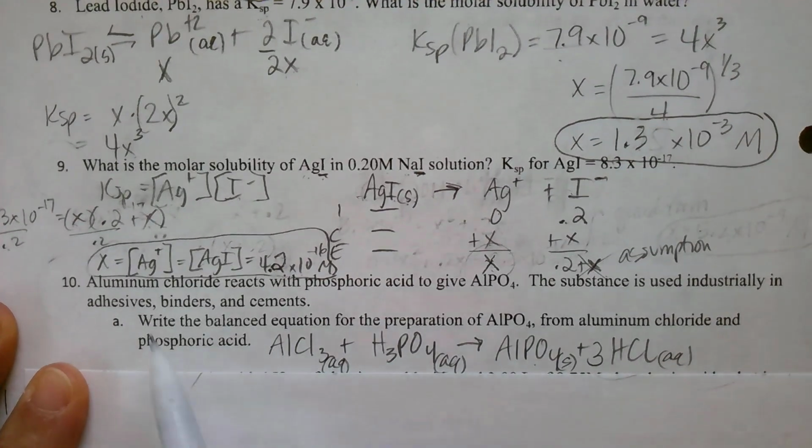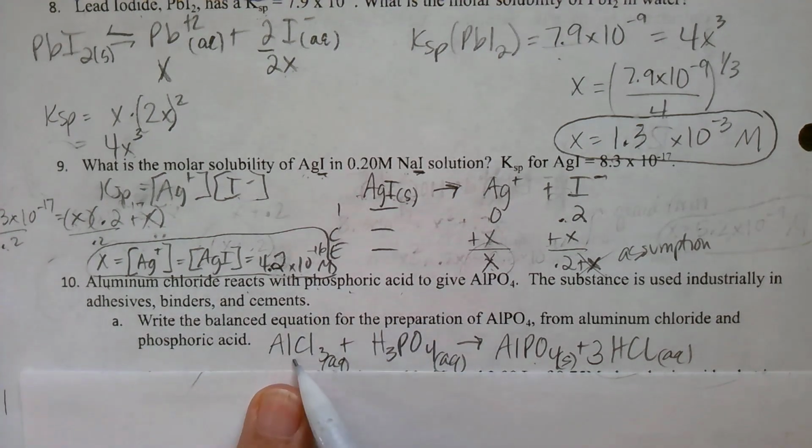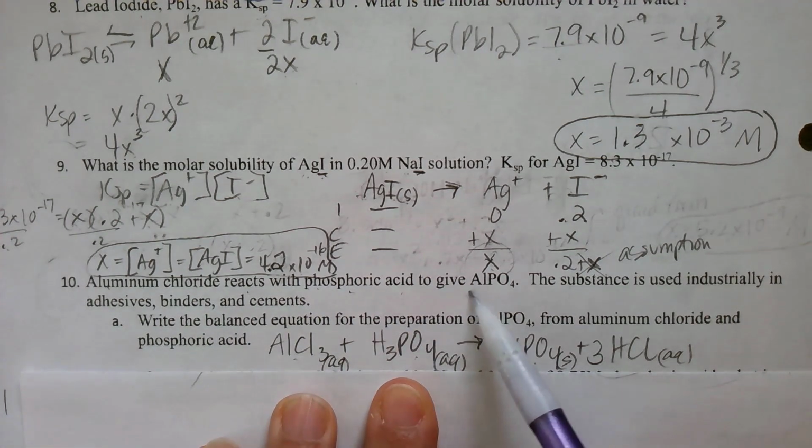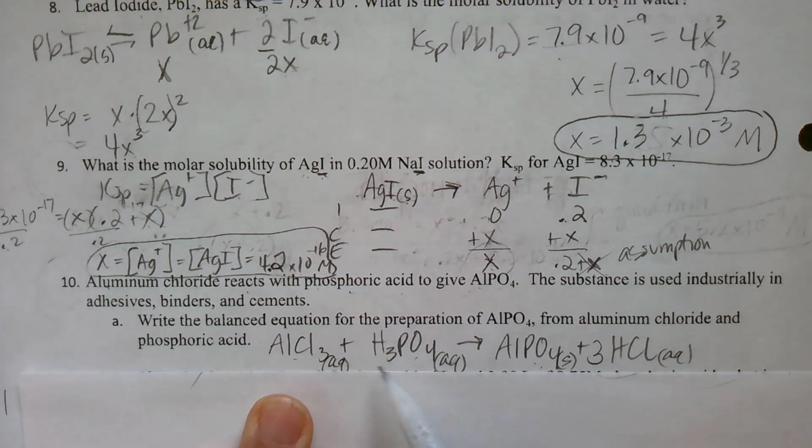For the last problem, we're told that aluminum chloride reacts with phosphoric acid to give aluminum phosphate. The substance is used in industrial and adhesive binders and cements, and we want a balanced equation. So we can see here that aluminum phosphate, so it's a double replacement reaction, that's our solid, and we have HCl, so we have 3 hydrochloric acids also produced.